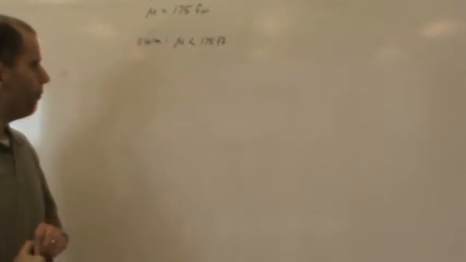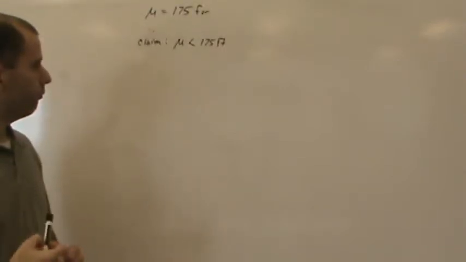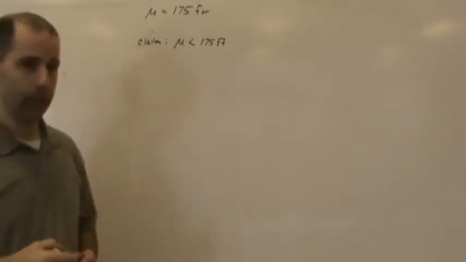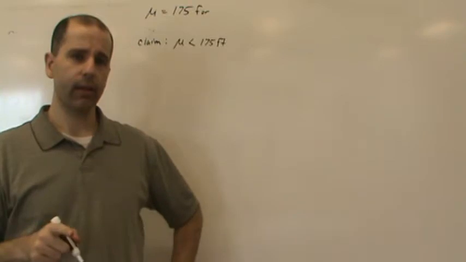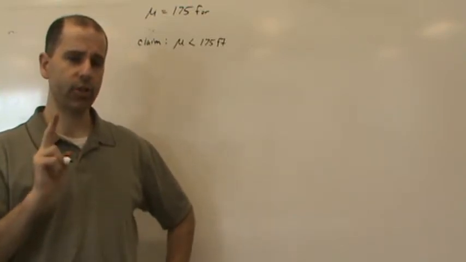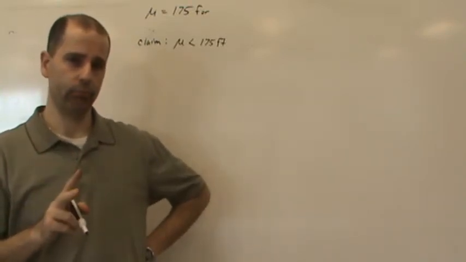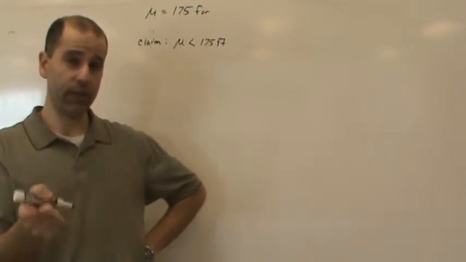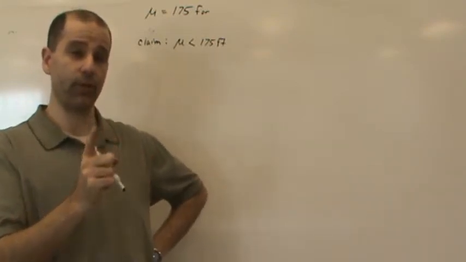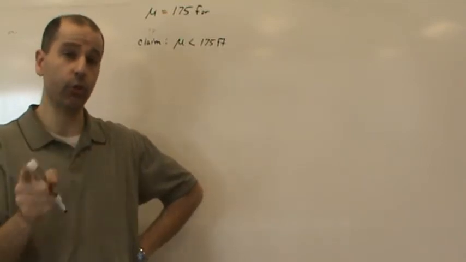So, here's the idea. Let's do it two ways. Let's construct a confidence interval. Since we just finished confidence intervals, let's construct a confidence interval and see what we can conclude using the confidence interval.